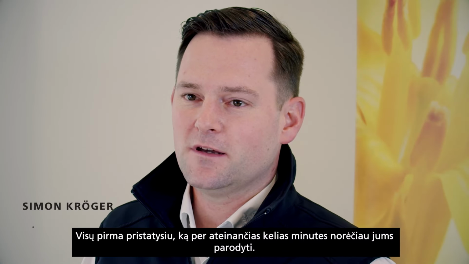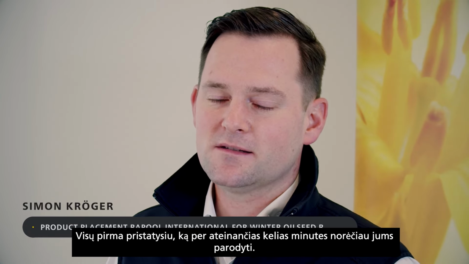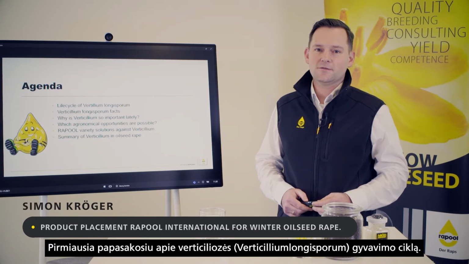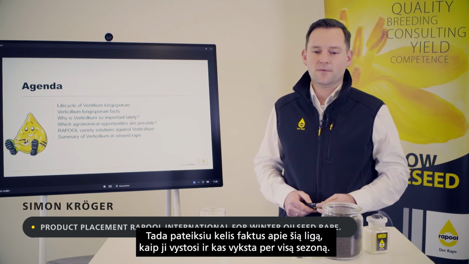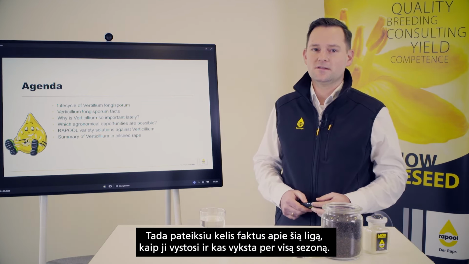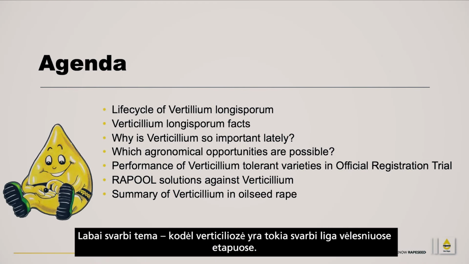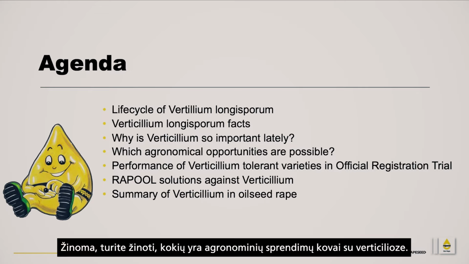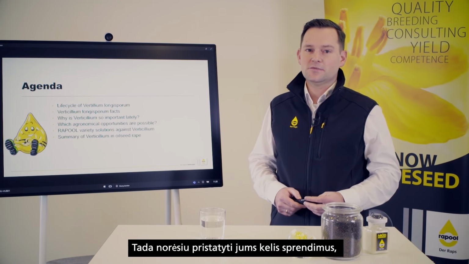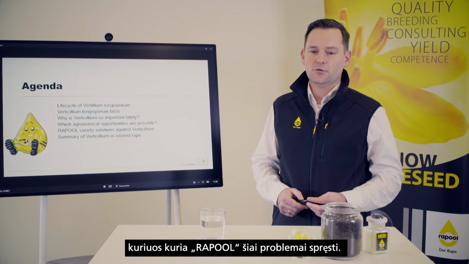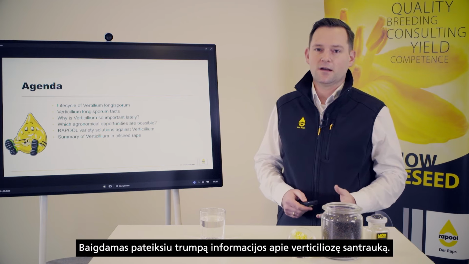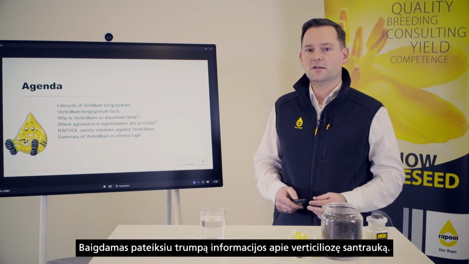And now I would like to come to the agenda, what I would like to show you within the next minutes. First of all, I would like to start with the life cycle of verticillium longisporum. Then I would like to give you some facts of this disease, how it happens and what comes over the whole season. Why is verticillium so important lately in the season is a very important topic. Which agronomic opportunities are possible to act against verticillium is something, of course, you need to know. And then I would like to show you some solutions that are in our pipeline from Rapool to tackle this topic, and I would like to finish with a small summary about verticillium.